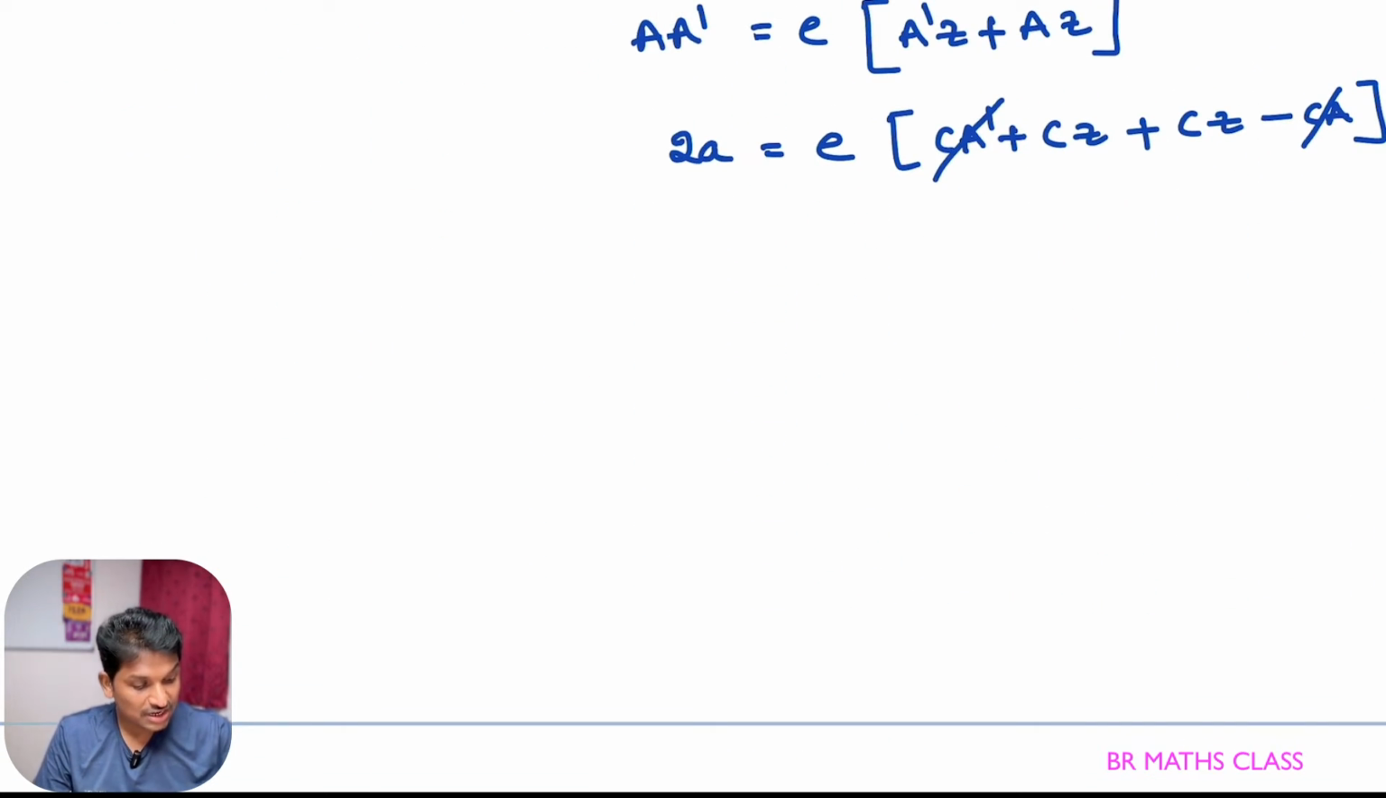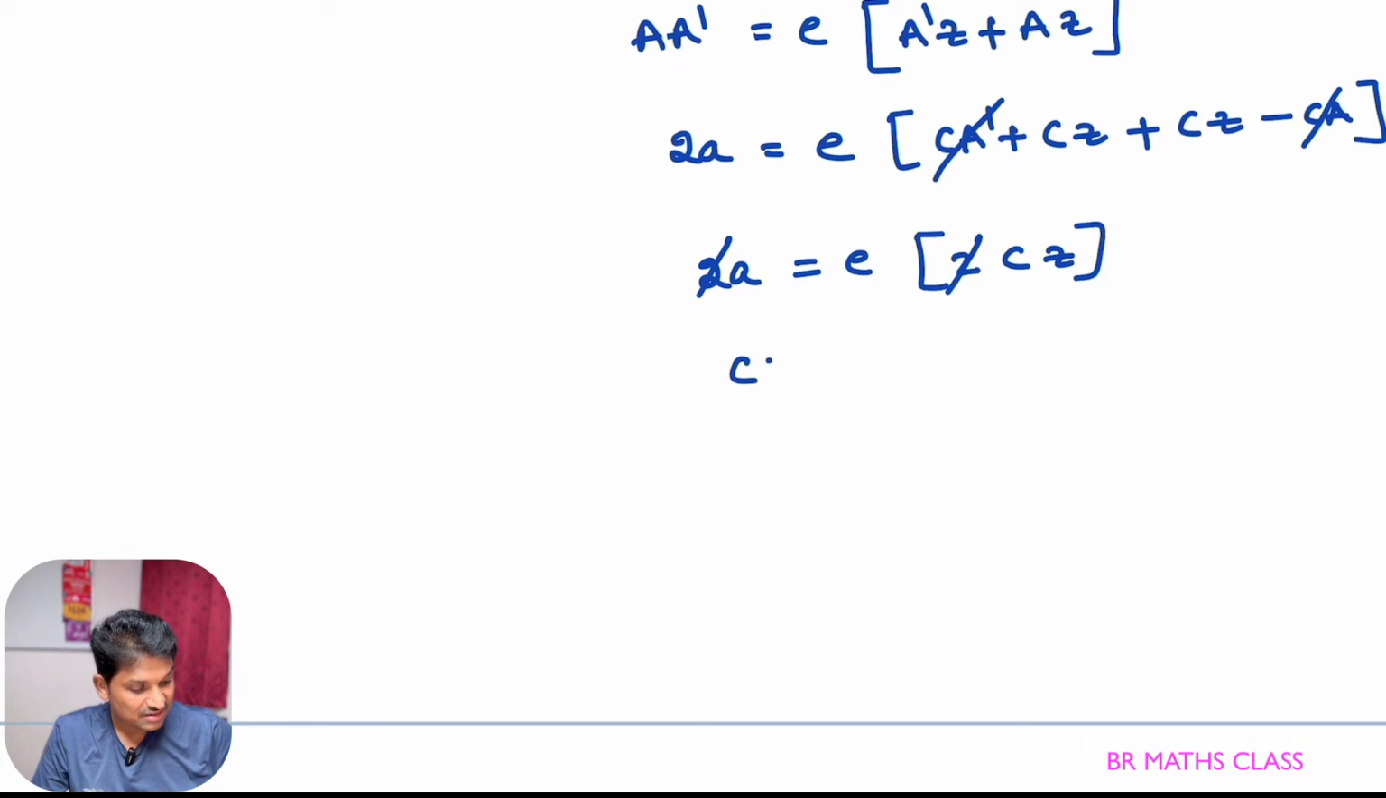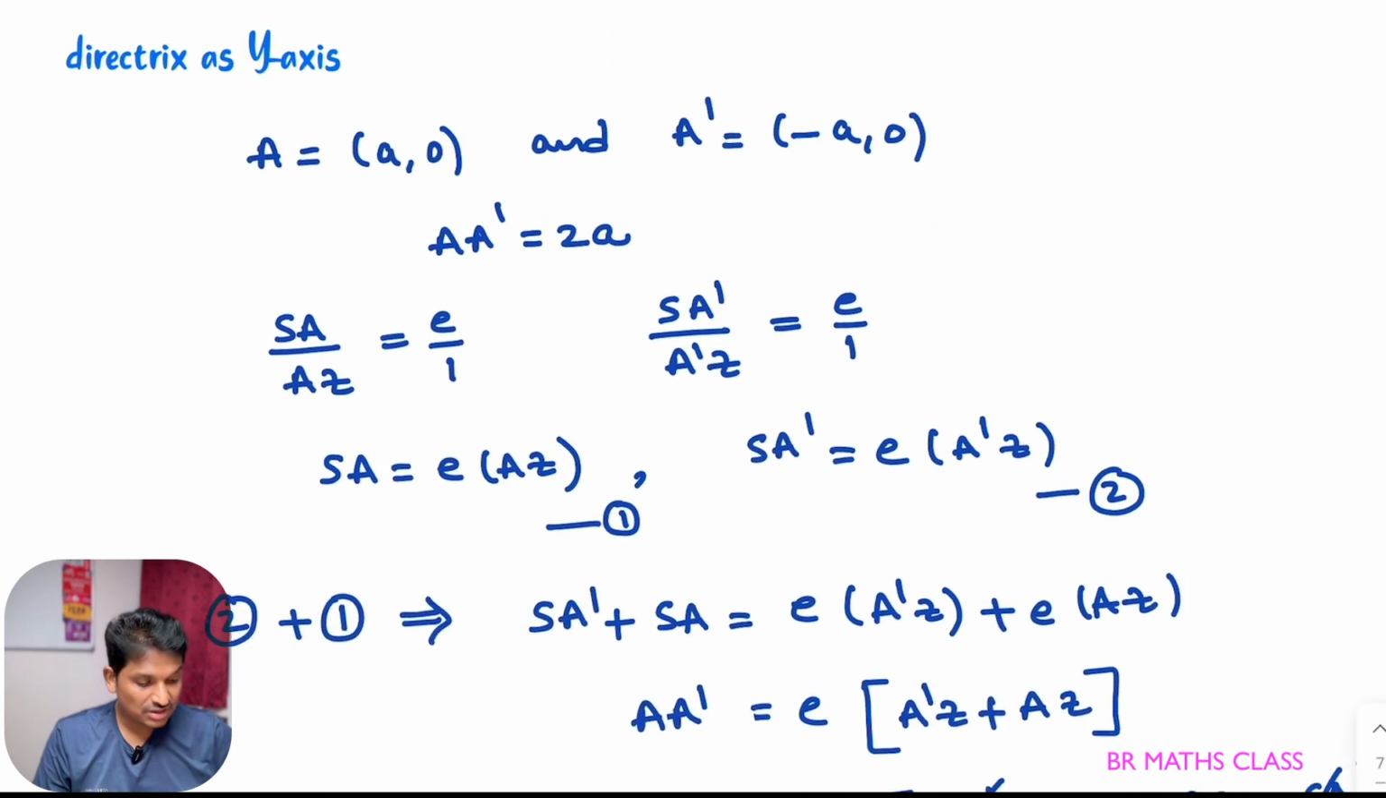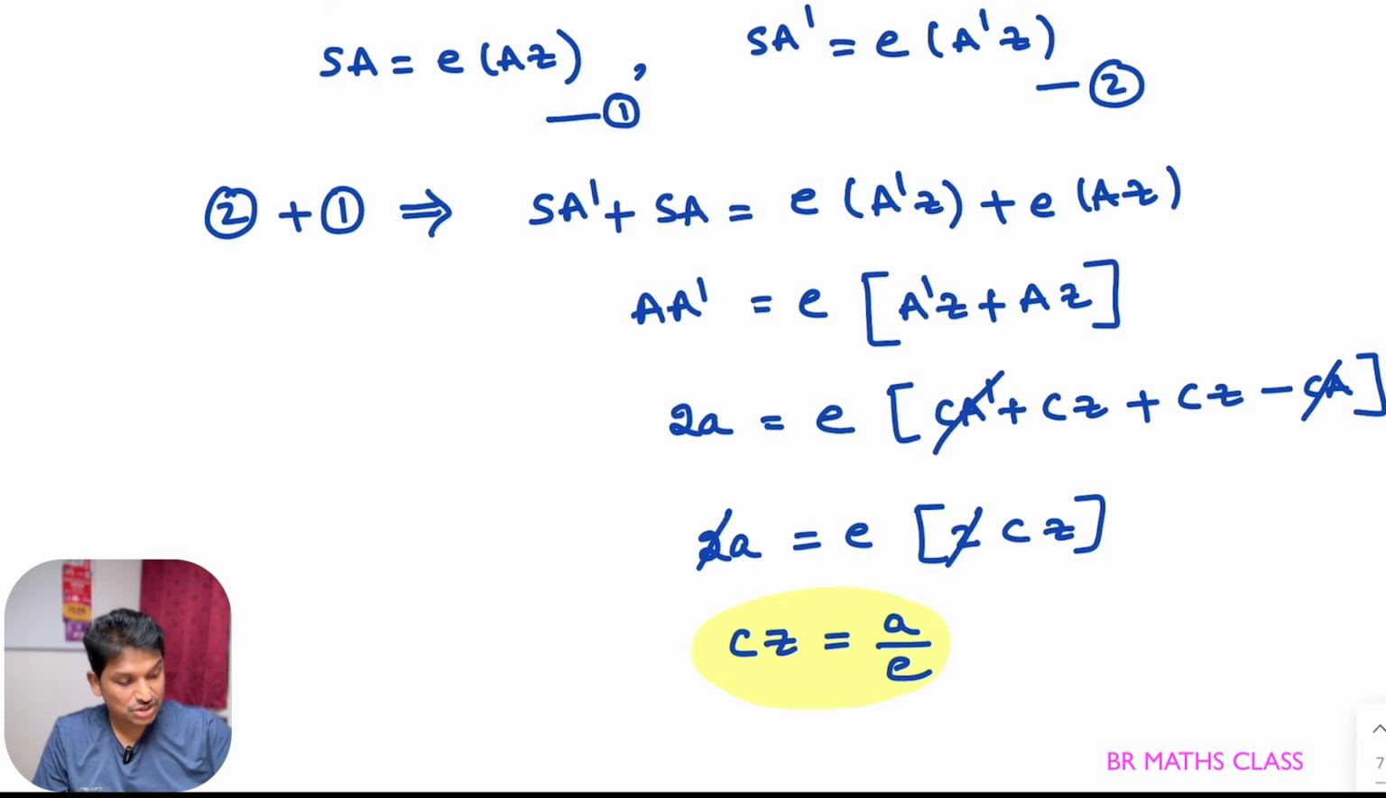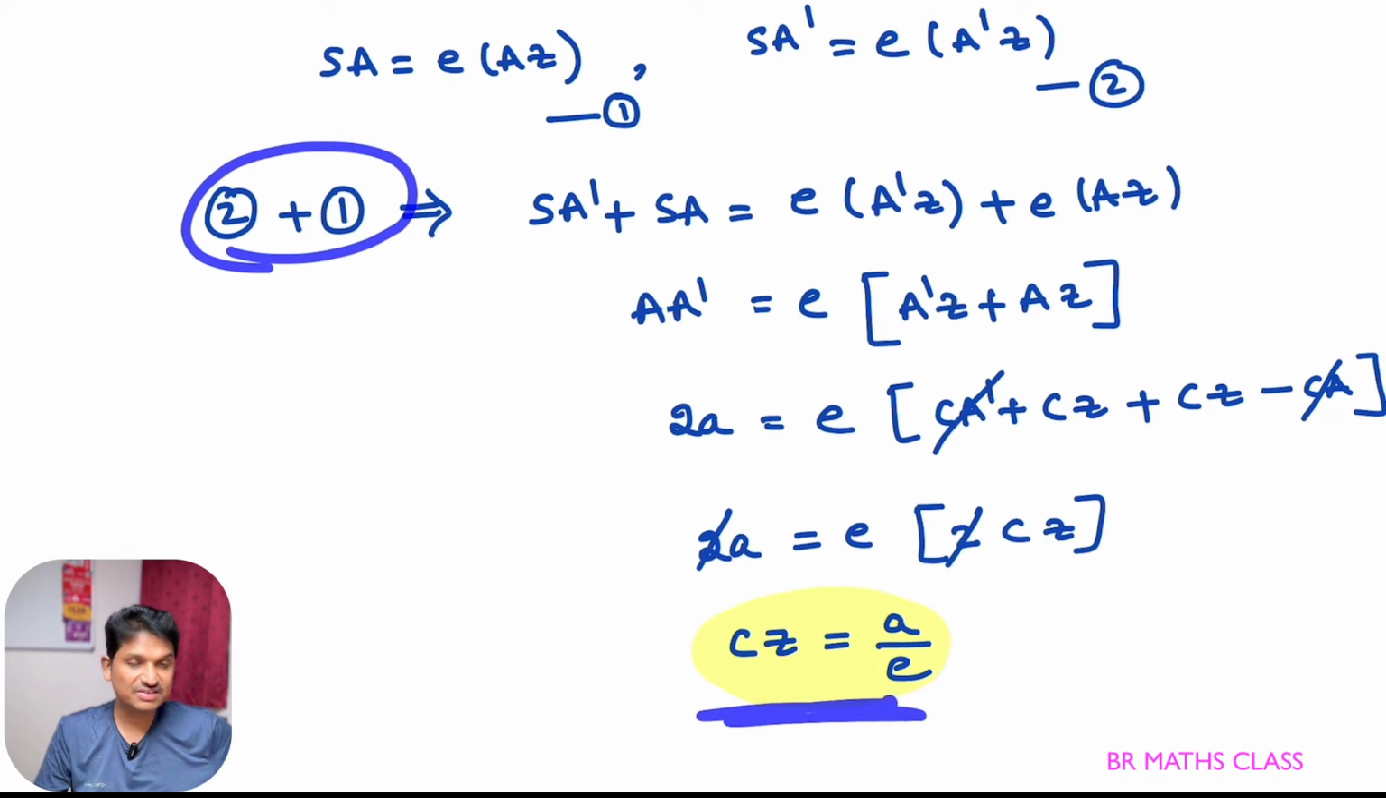Now look here, left hand side part, CZ plus CZ. What is CZ plus CZ? It is 2 times CZ. This side is 2A. Now this 2 will get cancelled. What is CZ from this? CZ is A divided by E. This is one crucial thing. When I add equation 2 and equation 1, I got CZ.